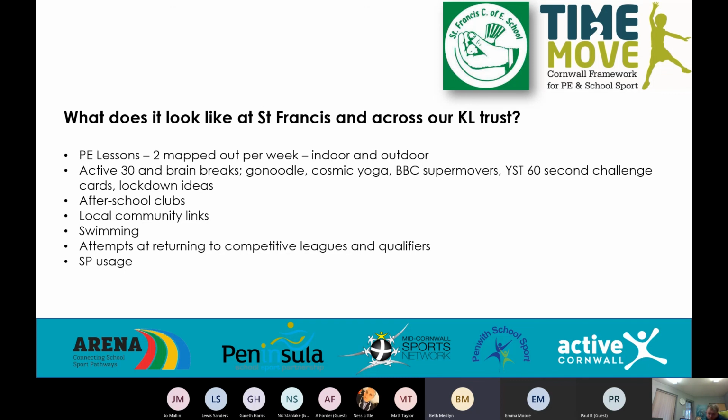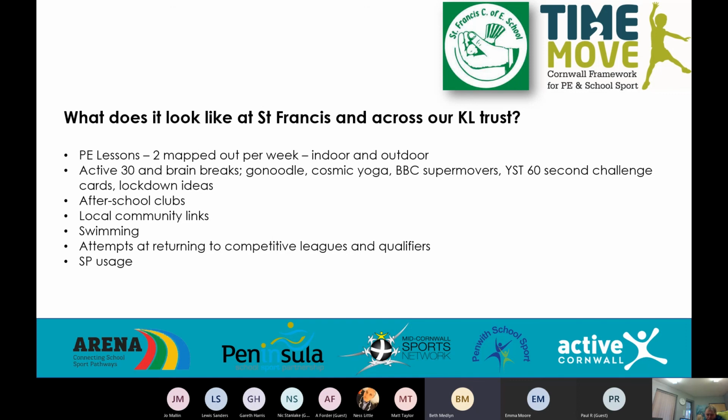Returning to competitive leagues and qualifiers, again, like the other two schools, we've done intra events that's come down from our Falmouth Schools PE lead, so our cluster lead, and we have, as a school, taken part with 4 other schools in this event, and that was for sports or athletics. We're going to try again after this half term to look at something slightly different. And sports premium usage is very tricky at the moment. We're finding it really, really hard.